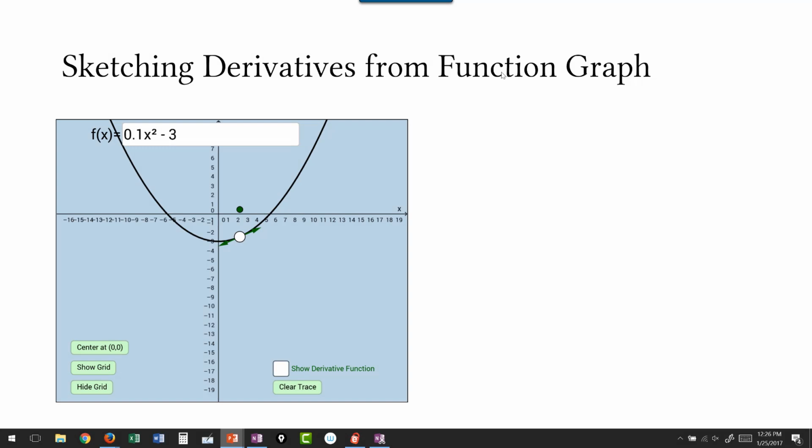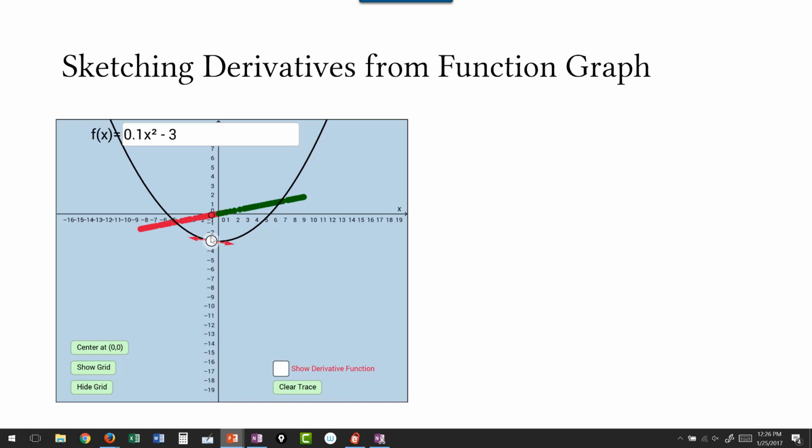This next applet allows us to see what the graph of the derivative would look like based on the graph of the function. So this one's interesting in that if we slide the white dot, we have to go kind of slow sometimes, but what we can notice happening is the derivative, as we move from left to right, is increasing. It's getting steeper and steeper. That checks out with the concavity of this graph being positive.